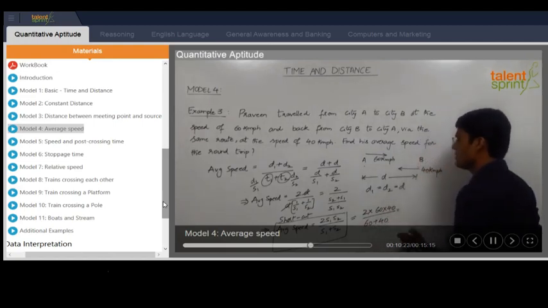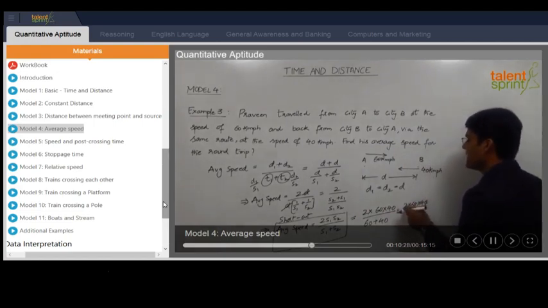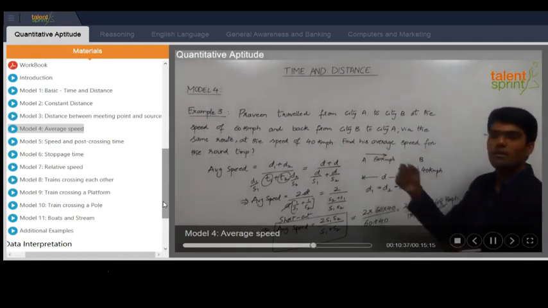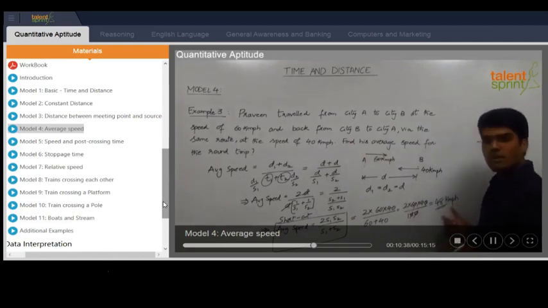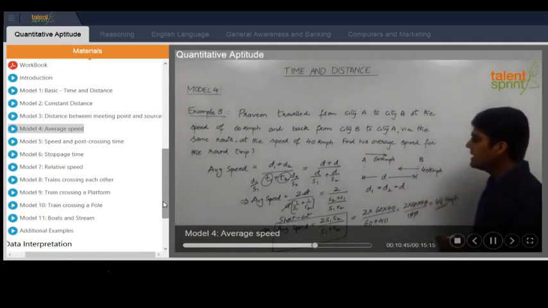So which is equal to 2 into 60 into 40 by 100. So as zeros get cancelled, we get 2 into 6, 12, 12 into 4, 48. So 48 kilometers per hour. Why? Because the speeds are already given in kilometers per hour. So the speed obtained will also be in kilometers per hour. So this is the average speed of Praveen for the round trip from city A to city B and back from city B to city A.